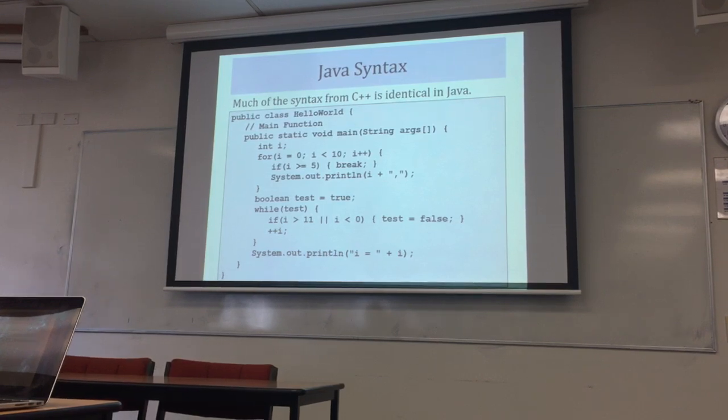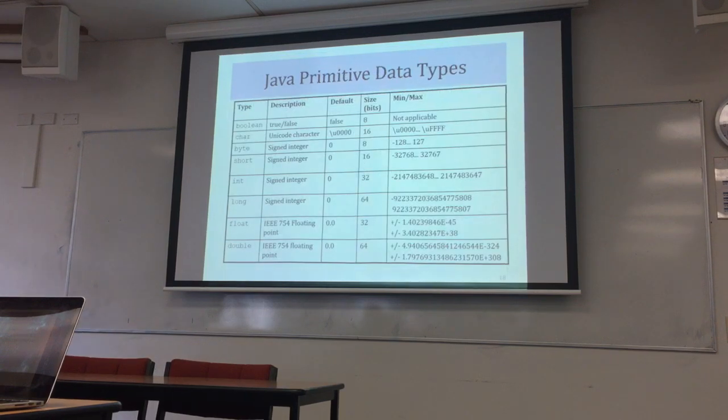So this code, except System.out.println, which I explain now, should be familiar. Boolean type is similar to the C++ Boolean type, but we will see there is no implicit conversion to int. If you print test on the screen, it becomes true. It displays true, not 1, not 0.